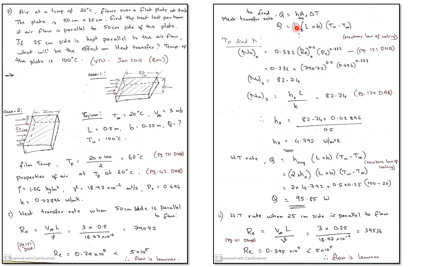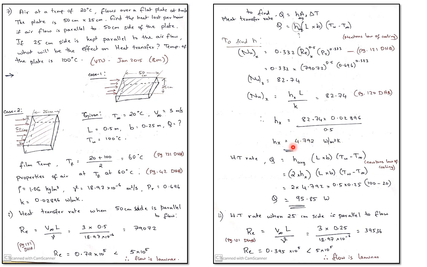Before finding H average, we can find the value of h by using the Nusselt equation. This is the equation you need to take from page number 121, the Nusselt equation in terms of Reynolds number and Prandtl number. So Nu x, the local value, equals, substitute the values of Re and Pr, and you will get the value of Nu x. Okay, the formula for Nusselt number in terms of h, L, k is h L by k. From page number 120 you will get this value. So from this you will get the value of hx. Okay, so hx equals 4.792. Simple.